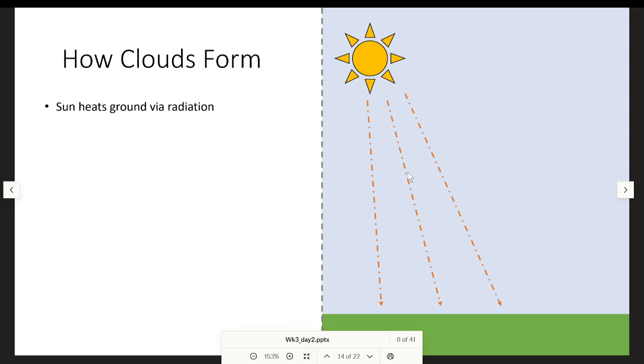So let's talk about how clouds form. We have this cute sun. The sun heats the ground via radiation, so it skips all this. Some stuff happens up here, but we don't really talk about it. And then we get this ground heating up.